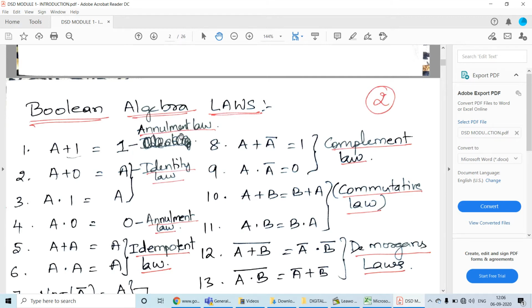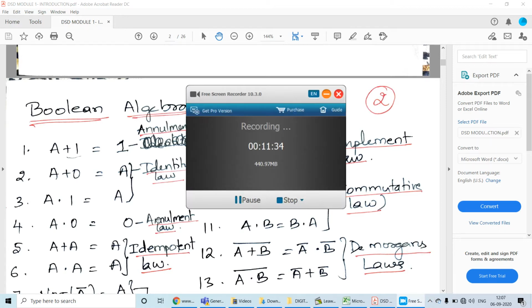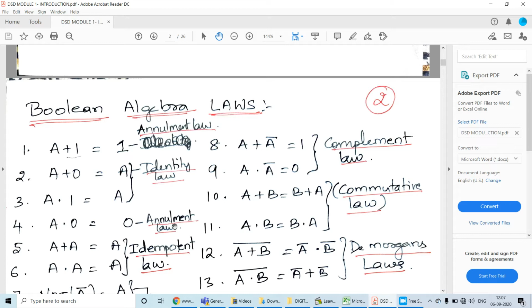This law is called the annulment law. Then we have A plus 0, which will be equal to A. Now think A equals 1, 1 plus 0 is 1. Think A equals 0, 0 plus 0 is again 0. So whatever the value of A, that you get here. Therefore A plus 0 equals A.